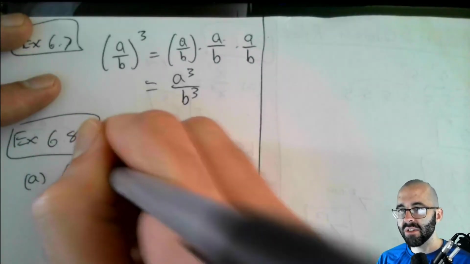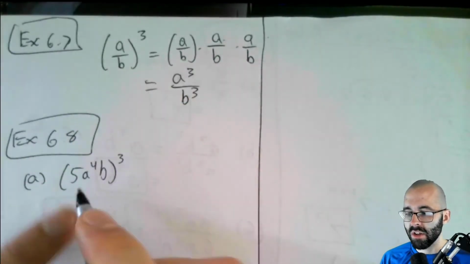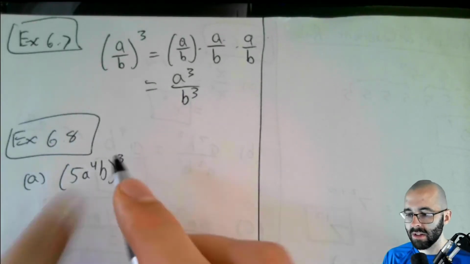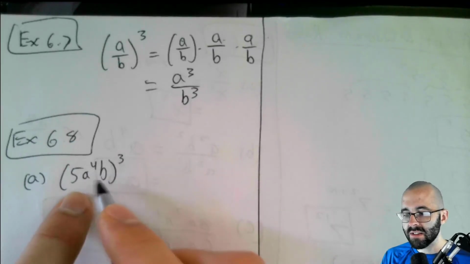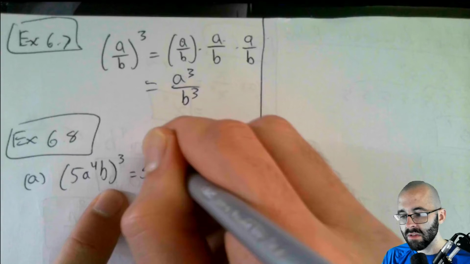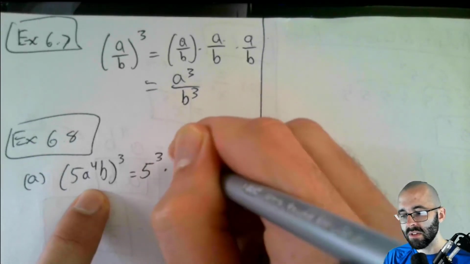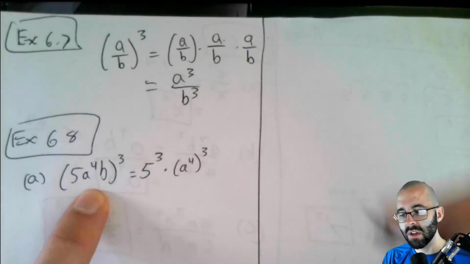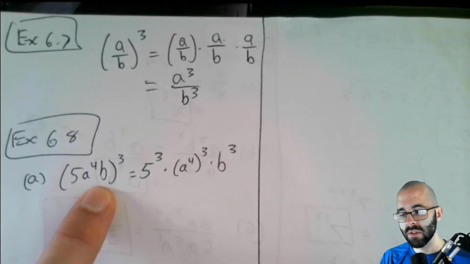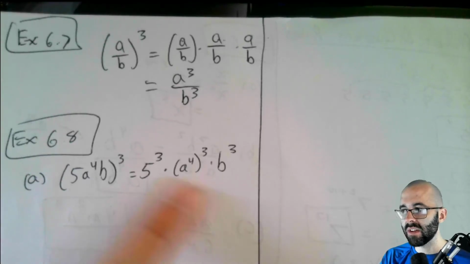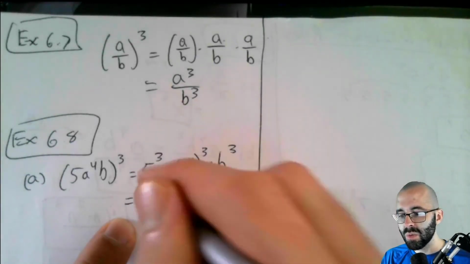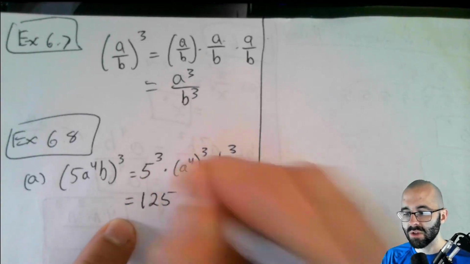We got 5a to the 4th b cubed. Things are getting multiplied, no additions happening. That's good. So we can just give each one of these things multiplied that exponent. So this is going to be 5 cubed. This is going to be a to the 4th cubed. And this is going to be b cubed. And we can evaluate each one of these and smush them all together. So 5 cubed, you can use a calculator, it should be 125.